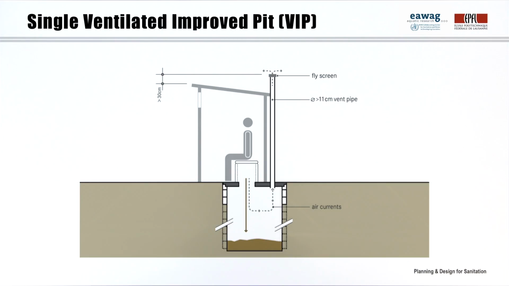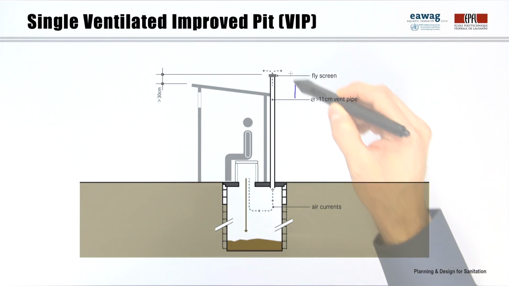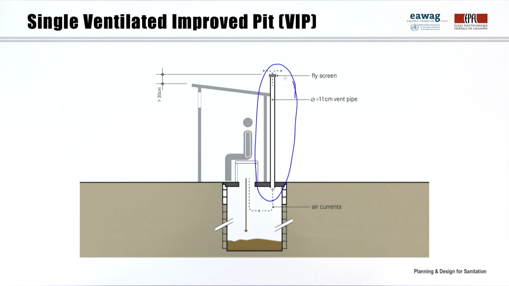Single pits can be improved by installing a ventilation pipe with a diameter of at least 11 centimeters. They are then called Ventilated Improved Pits or VIP. But why is the ventilation an improvement? Of course, it can eliminate odors, but it also has another important function. But let's first look at how the ventilation works.